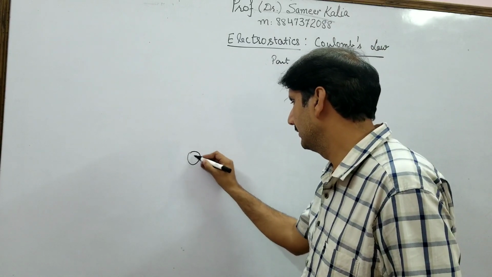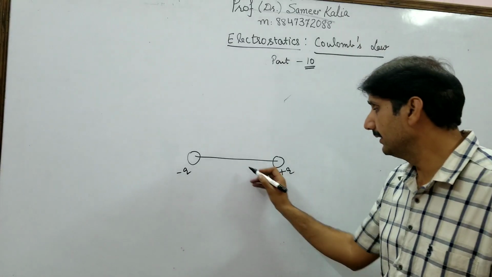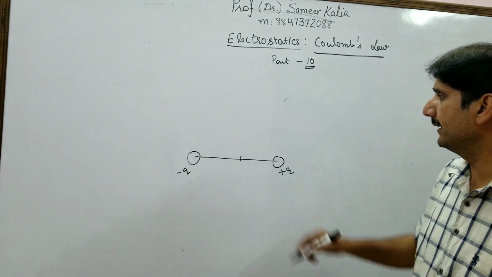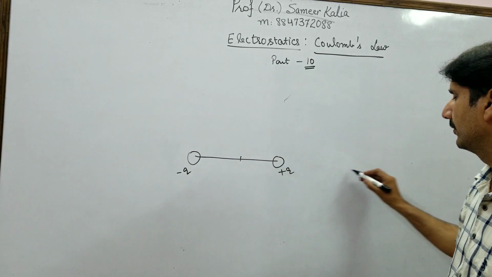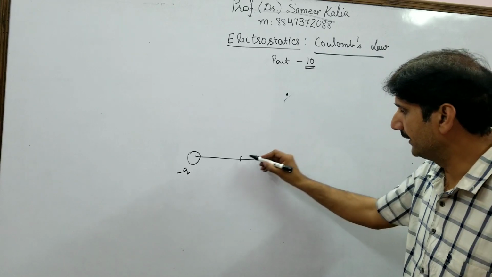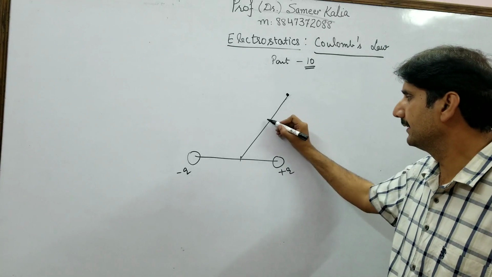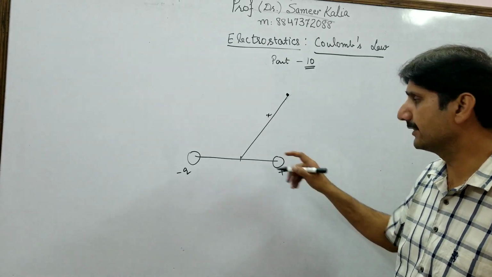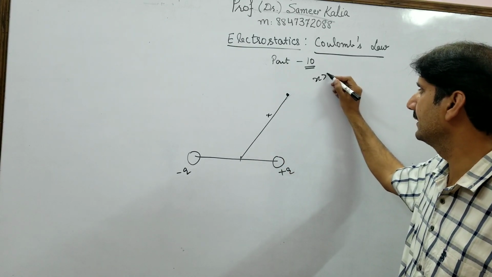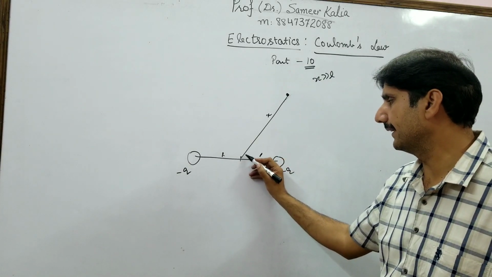Let's say minus q, plus q, that is the dipole, and it has a total length 2l, l and l, and the point is neither on the equatorial line nor on the axial line. Let's say it is somewhere over here. Joining the center of the dipole with the point of observation, this distance is say x, and we are assuming, although not pictorially shown like that, that x is quite large in comparison to l. This is l, this is l, and let's say this angle is theta.